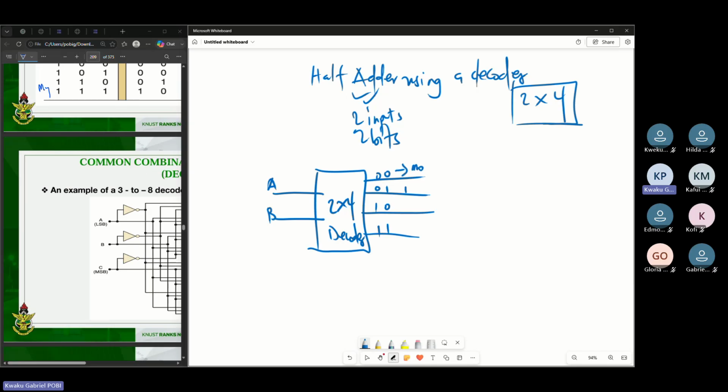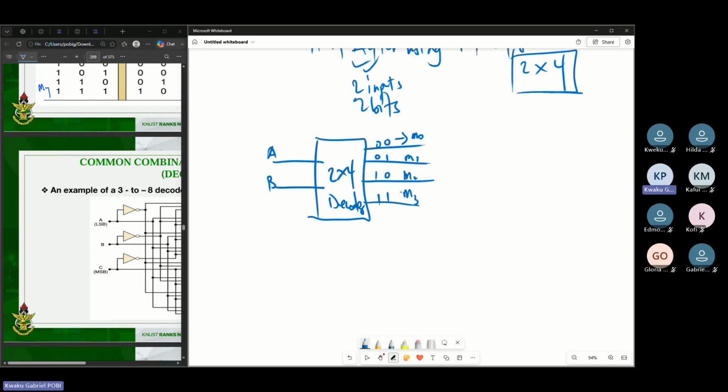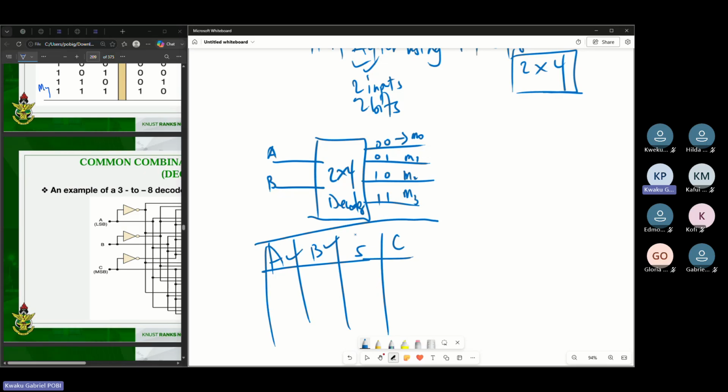So this corresponds to M0. This is M1. This is M2. And this M3 in that order. Then after knowing this, the next thing you are supposed to do is you ask yourself, how does the truth table of a 2-input half-adder look like? So you have A here, you have B here, you have sum, and then you have carry. You know that the output of these 2 bits, A and B, gives us 4 outputs. But then of the 4 outputs, which of them give me a sum? And then which of them will give me a carry? So you draw the truth table like this.